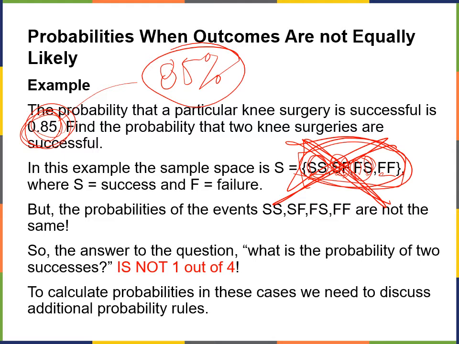Flipping a coin, rolling dice, picking cards out of a deck. These tend to be your equally likely outcomes. Real world scenarios like having knee surgery tend to not be equally likely outcomes.